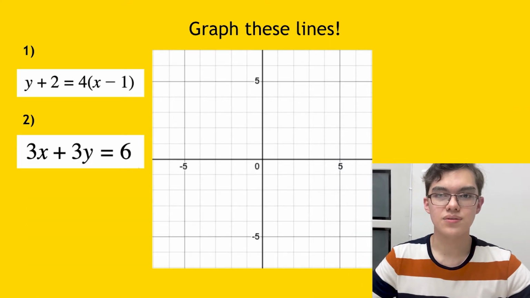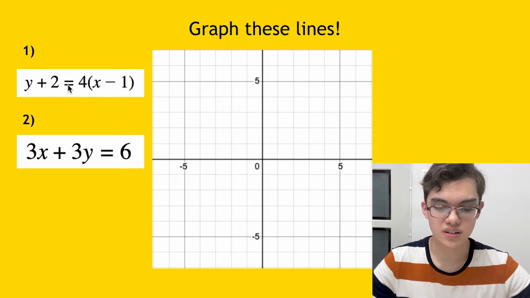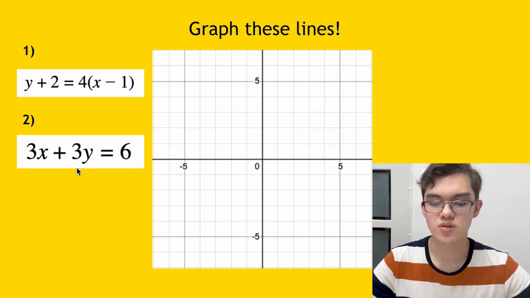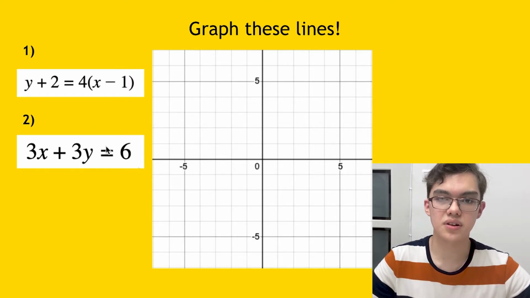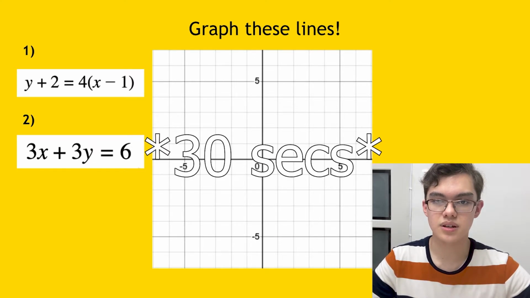Okay, good. Let's see if you can graph these lines yourself. So you take these two lines, y plus 2 equals 4 parentheses x minus 1, and 3x plus 3y equals 6, and see if you can graph them onto this coordinate plane here. Don't draw on your computer, get a separate sheet of paper if you have one, and if you don't, you can listen to me later. And if you're going to work that out, I'll give you a minute.